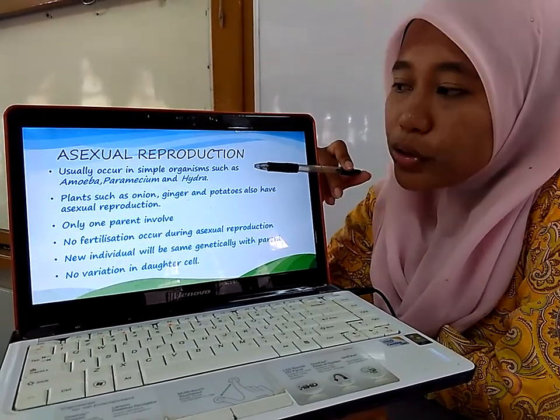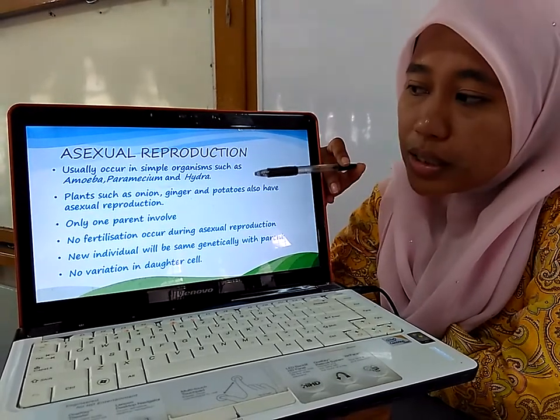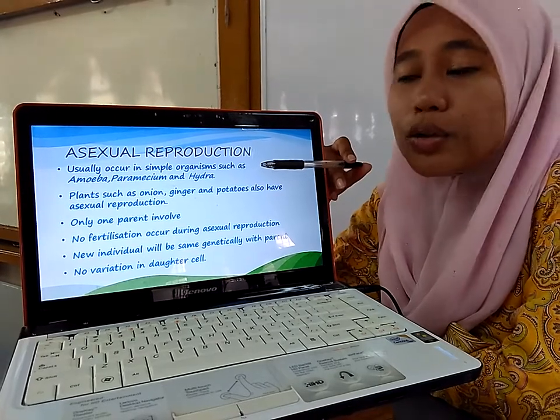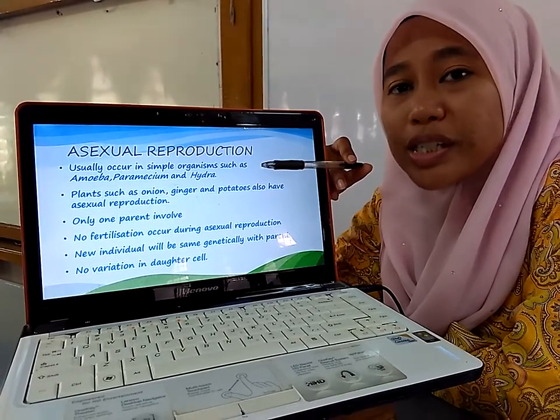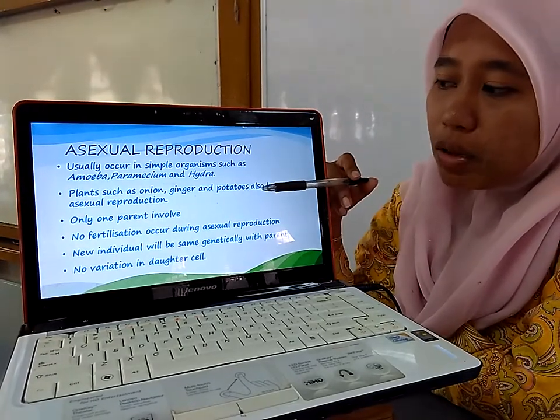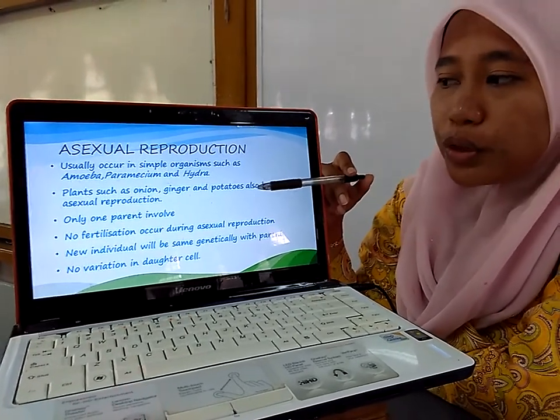Okay, now what is meant by asexual reproduction? It will occur usually in simple organisms such as amoeba, paramecium, and hydra. If you're able to recall, amoeba and also paramecium are examples of unicellular organisms, which means simple organisms. Okay, and plants such as onions, ginger, and also potatoes.